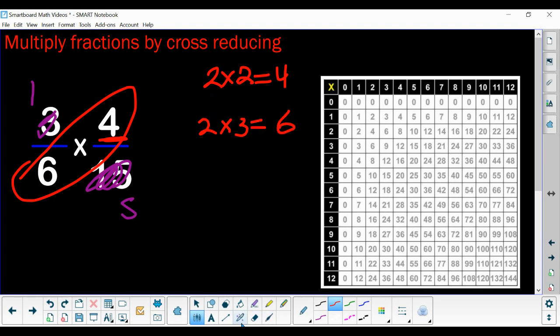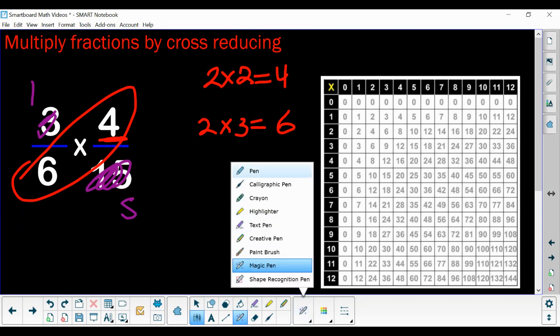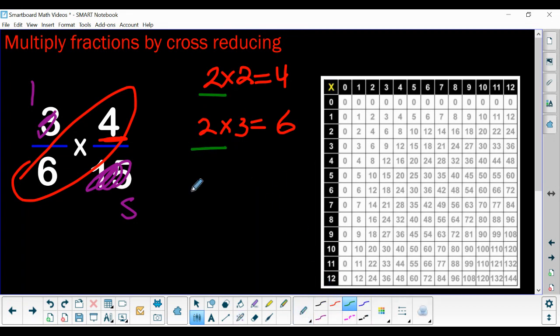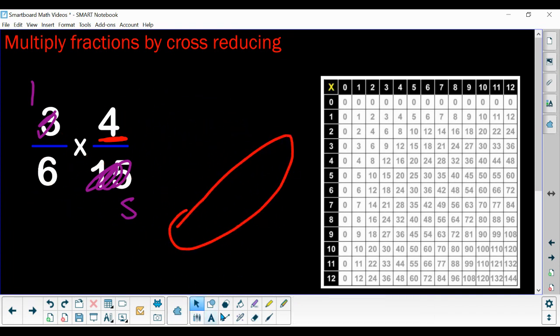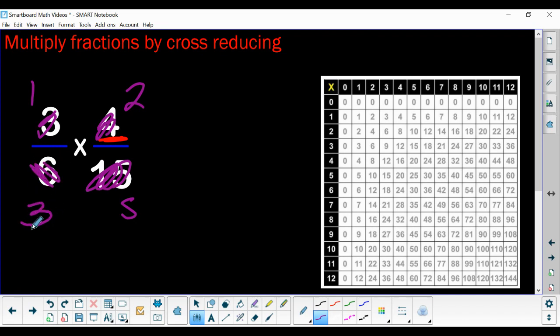So what number do they have in common? Looking at these sets of numbers, obviously it's going to be 2. So I can divide both of these by 2. So that's what I'm going to do. I'm going to erase this work right here. So now I'm going to divide both 4 and 6 by the greatest common factor, 2. 4 divided by 2 gives me 2. 6 divided by 2 gives me 3.